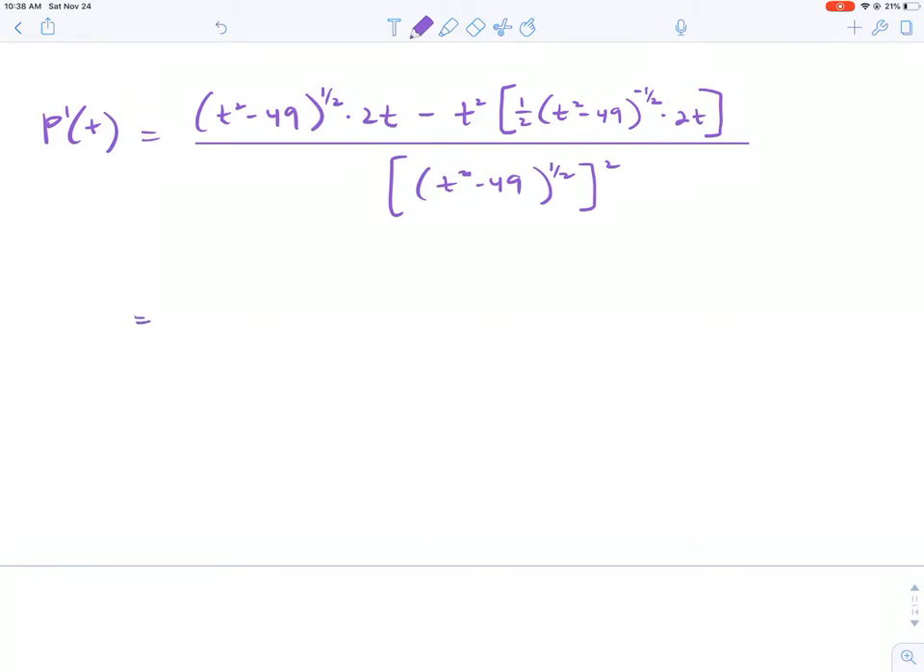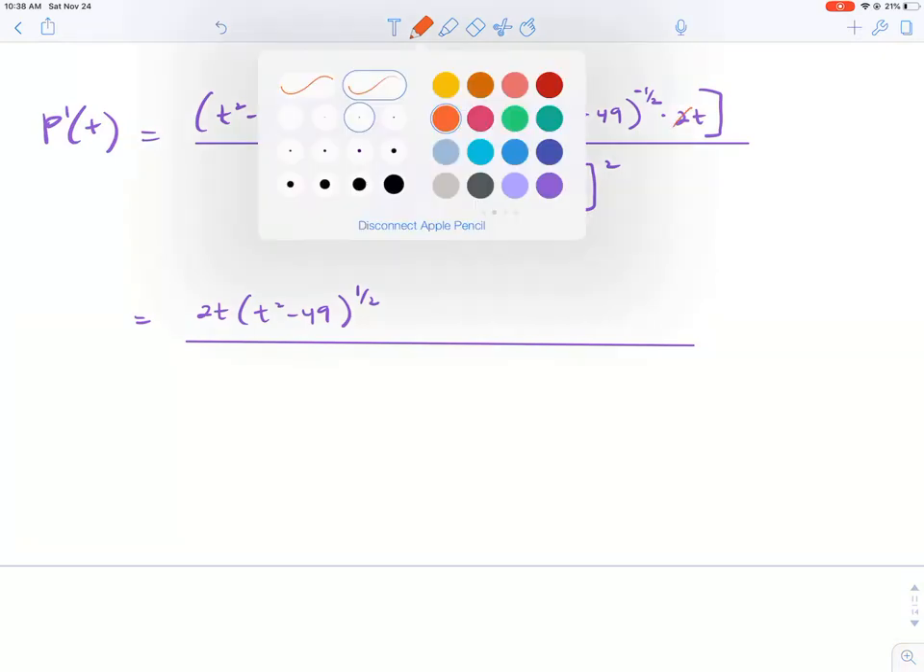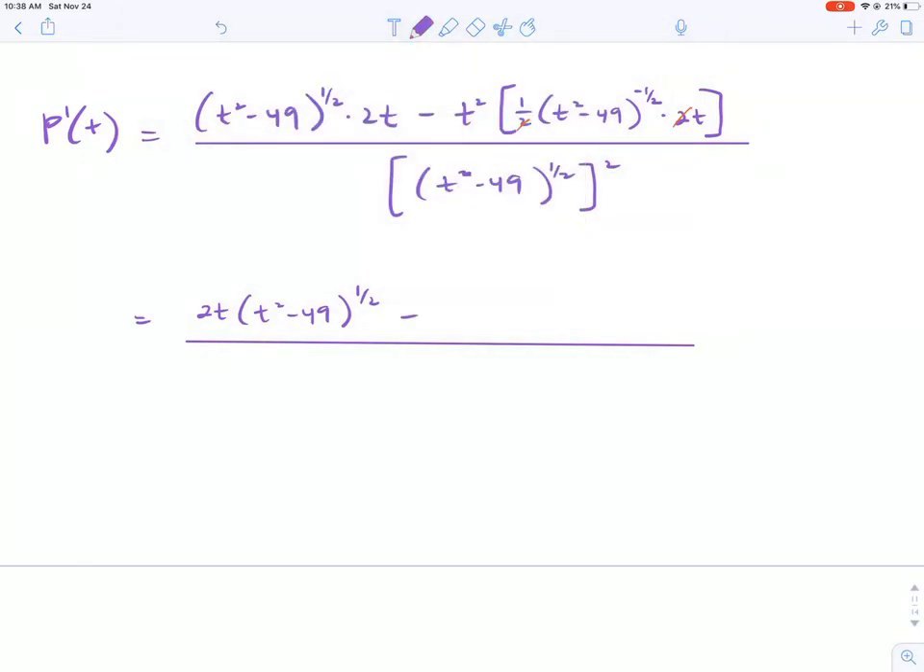Okay, to clean this up a bit, I'm going to pull the 2t out front here. And then I'm going to rewrite this product without the negative exponent, also noticing that the 2's will cancel. So in the numerator of this complex fraction, we'll have t cubed over t squared minus 49 to the 1/2 power. And then that'll just be t squared minus 49 in the denominator.